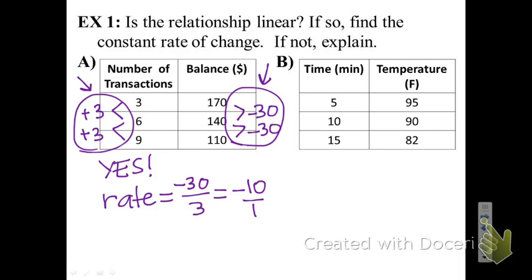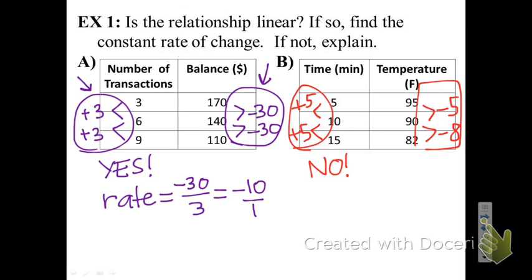So example B, we're going to be doing the same thing. Here we're comparing the time to the temperature. As we look at how the time changes, it starts out at 5 minutes, and we add 5 to get the 10, and we add 5 here again to get the 15. To get from 95 to 90 on the temperature, you're going to subtract 5, and then we subtract 8 here. Where these values are not changing at the same rate, we say it is not linear. So to answer the question, is it linear? No. How do we know? The rate is not constant.